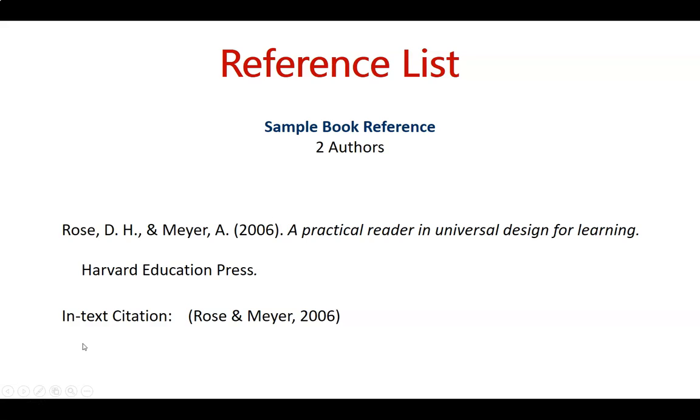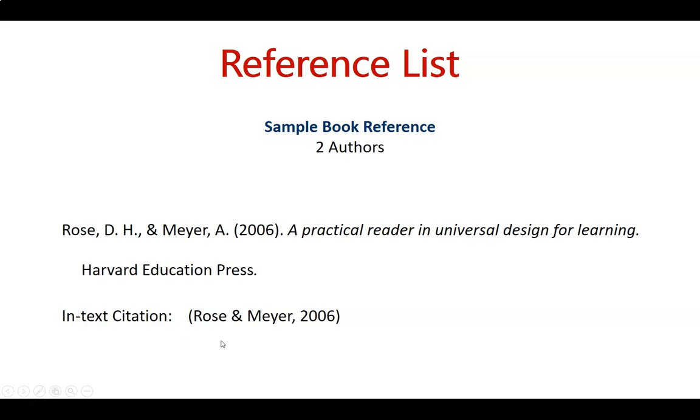So let's say we have two authors for a book. Here we have Rose and Meyer. So it's Rose, comma, DH. So we have a first and middle initial, again, the space, comma. So we're going to separate our two authors. This ampersand tells me that there are only two because this is just before the last author. Last name, comma, we only have a first initial, that's fine. Date in parentheses, period. Again, in italics, the title of the book, and then in regular font, the publisher.